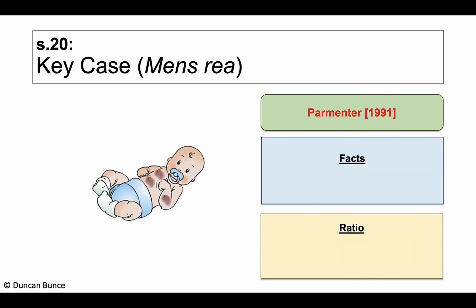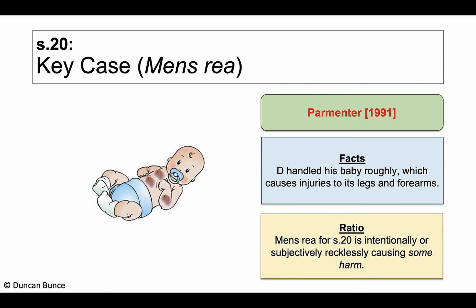The case of Parmenter is the case we would like to use for supporting the mens rea, but this is just for Section 20, remember, because Section 20's mens rea is different from Section 18. In Parmenter, the defendant handled his baby roughly, which caused injuries to its legs and forearms. The ratio is, as we said before, Section 20 is a basic intent offence where it's sufficient for the defendant to have intentionally or recklessly caused some harm.